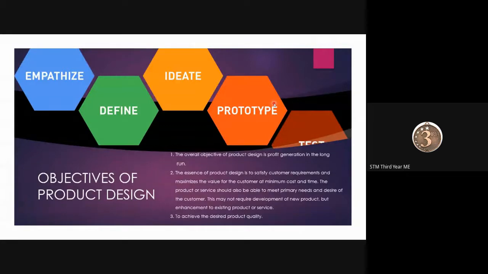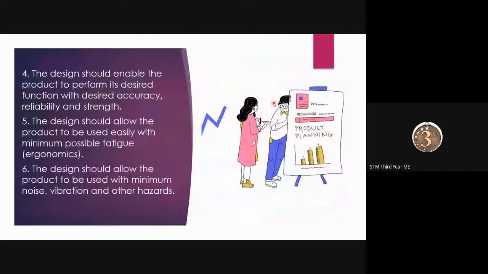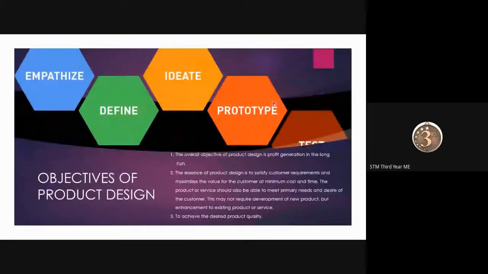The next topic is again an important topic that is also shown in the sample paper, and it is about the objectives of product design. There are 10 objectives shown here itself, and we will look at each and every one of them. We have already learned about the operations that come under product design, and the first objective states that the overall objective of product design is profit generation in the long run. That is the basic purpose of product design.